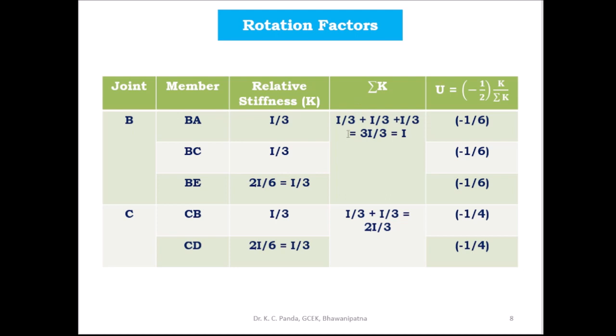So here you find the relative stiffness of the joint: KB is equal to KBA plus KBC plus KBE. As you know, KBA is I by 3, KBC is I by 3 and KBE is I by 3. So I by 3 plus I by 3 plus I by 3 is equal to I.